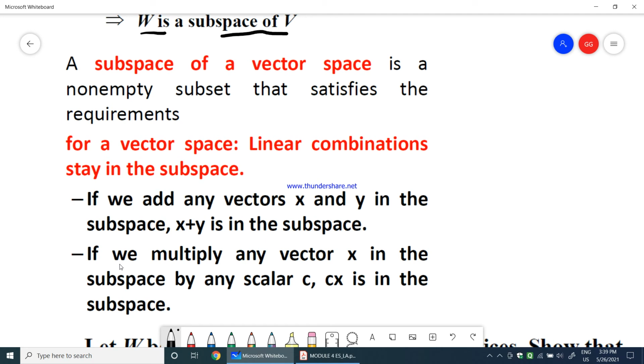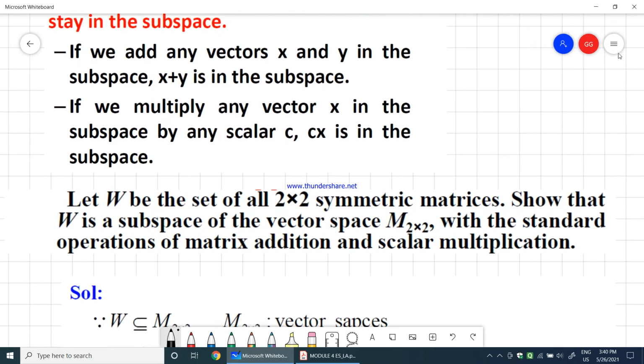Now if we multiply any vector x in the subspace by any scalar element C, then Cx should also be in the subspace. So whatever properties we define for a vector space, if a subset of that vector space follows the same properties, then we can easily say that it is a subspace of the vector space. Now let us prove that.